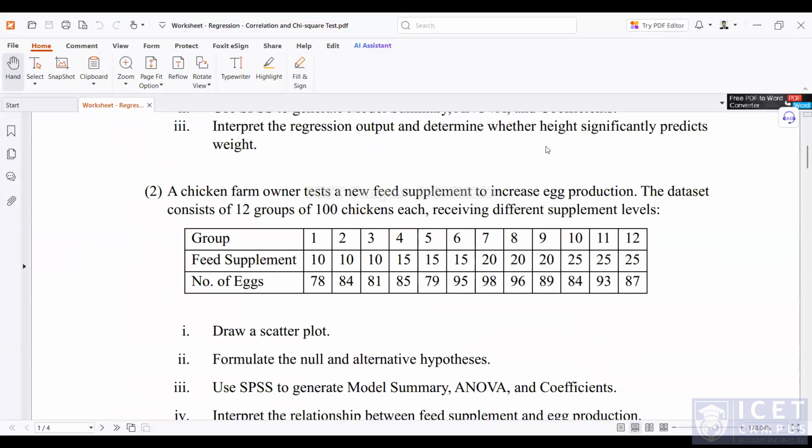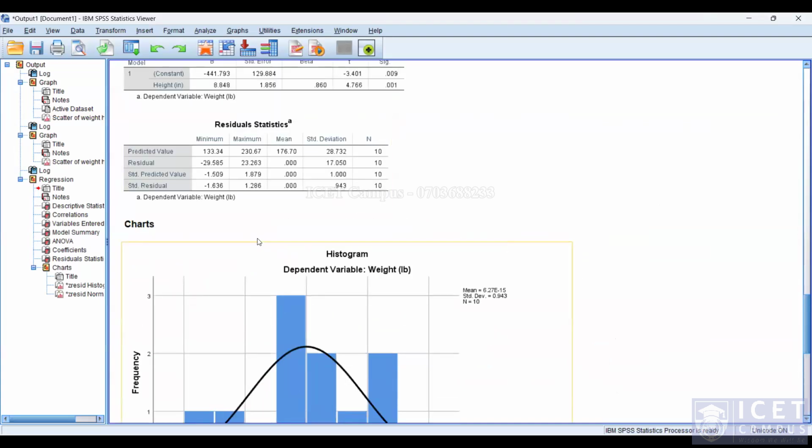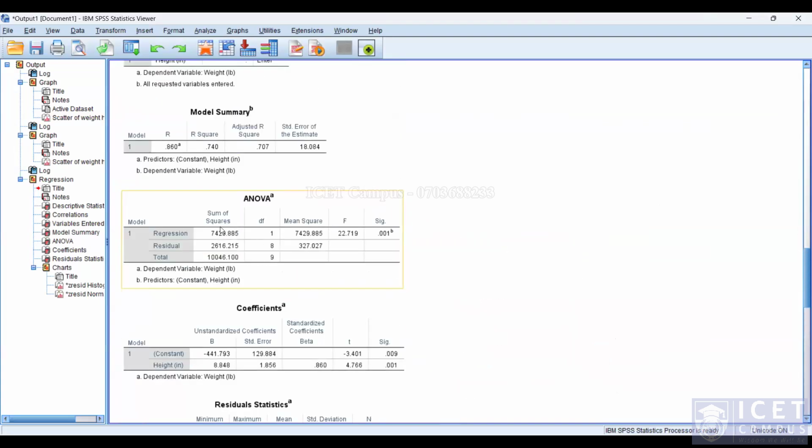Why is that? So here's the output. When it goes to the model summary, that's the model ANOVA. So again, this is actually significant. It means this significantly predicts that.